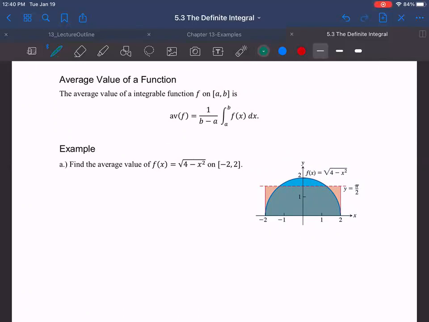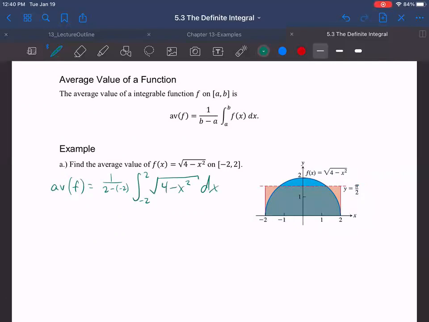So to get the average of f, we have to do our 1 over b minus a. In this case, that's 2 minus -2. And then our integral from -2 to 2 of our function 4 minus x squared dx, like that. This is what we need to compute.